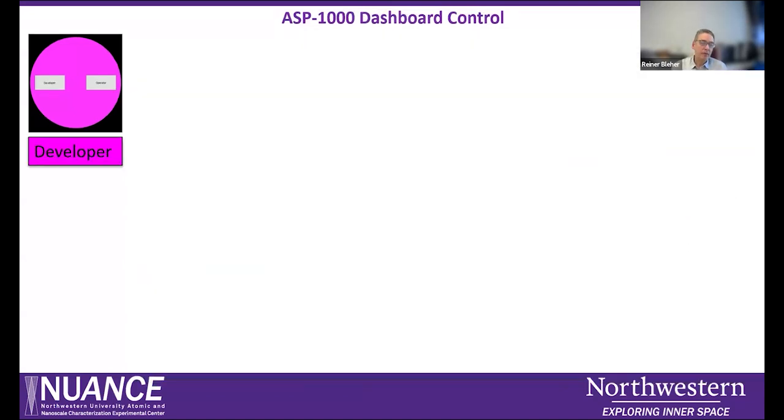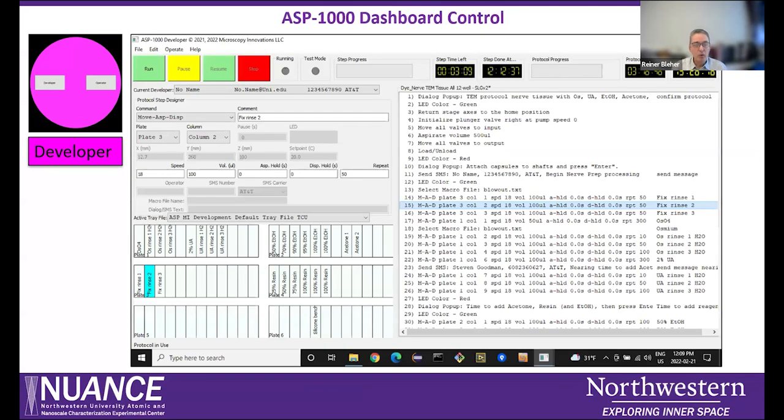The other mode, of course, is the developer mode, and that is the mode that we use to actually set up the protocols. So this is a very intuitive software. We have here a pull-down menu for commands. The mostly used command is move, aspirate, dispense, which tells the pipette arm where to go exactly with the sample, which plate into which column, and to perform which actions. So here we see plate 3, column 2, which is also indicated here.